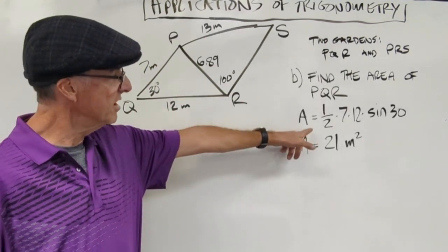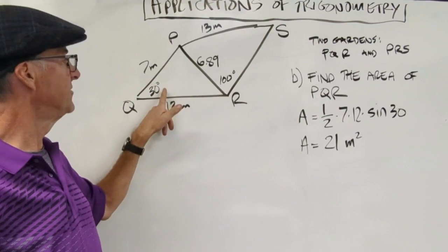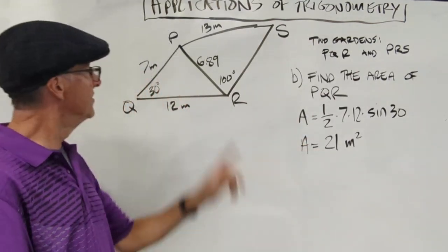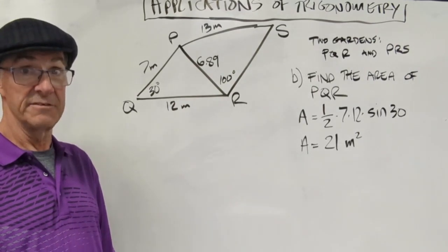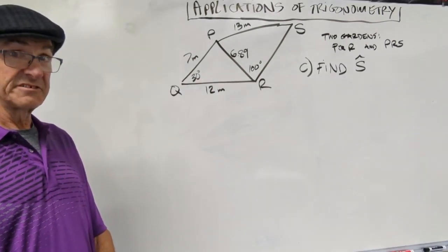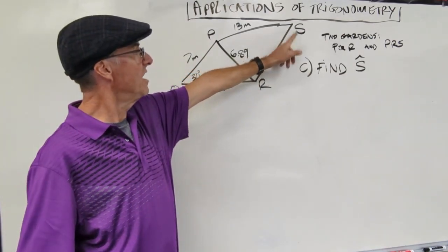I just did my plug-in step here: 1/2 times 7 times 12 times the sine of 30, and I get 21 meters squared. So that's that area. A third question: find angle S. Okay, so let's take a look. That would be this angle up here.